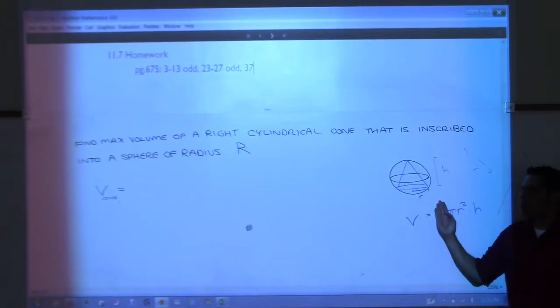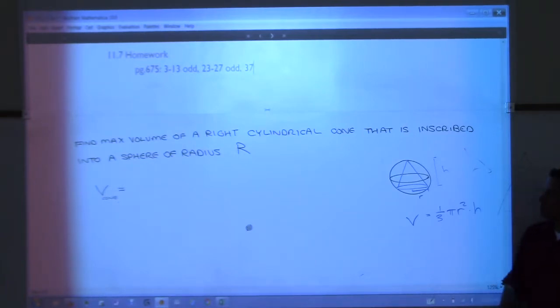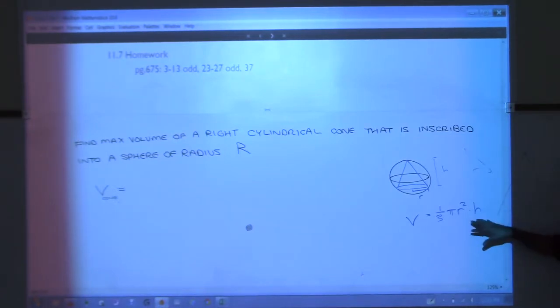What's pi r squared times h without the 1/3? That's the volume of a cylinder. So it turns out that a cone is 1/3 of the volume of a cylinder. Kind of interesting. All right, we want to try and get this as big as possible, right? We want to get this as big as possible.